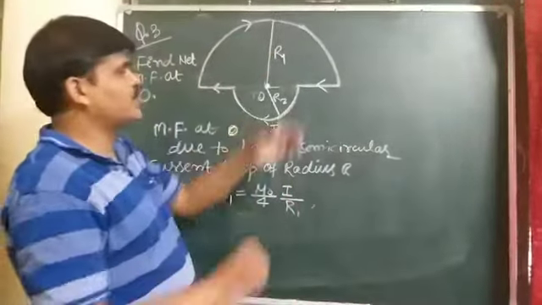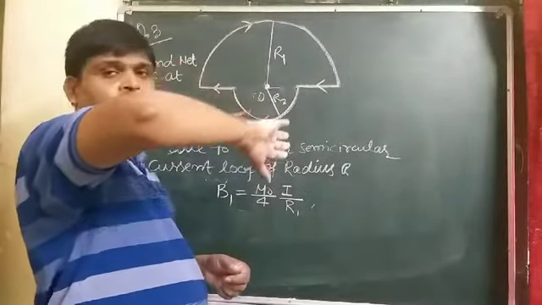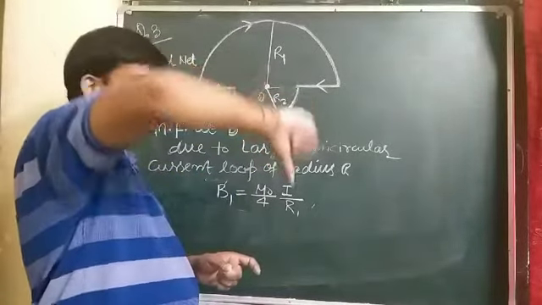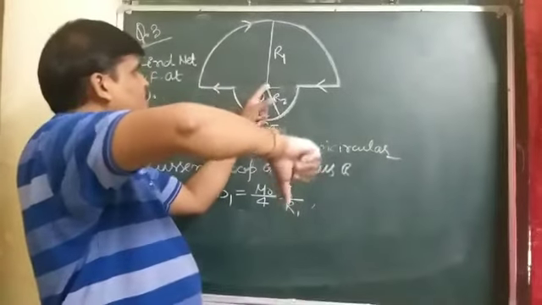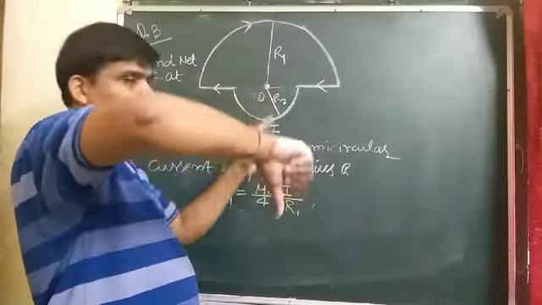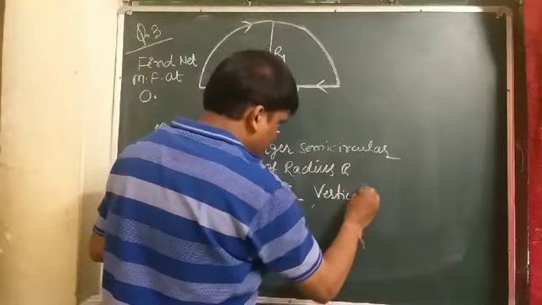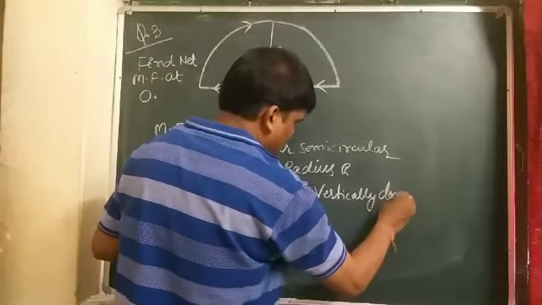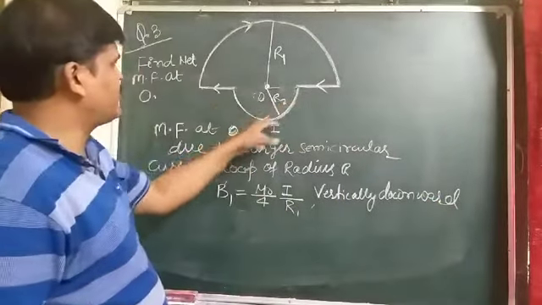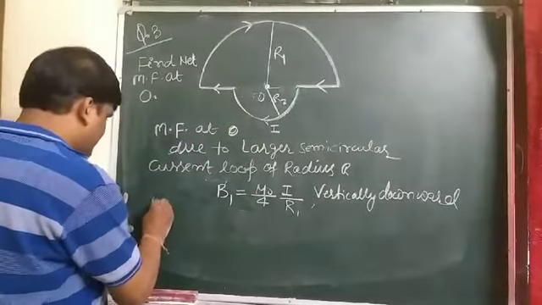Direction, student: the current is flowing in the clockwise direction. So for the magnetic field at the center, use the right hand thumb rule. The curling fingers show the direction of the current, and the thumb shows the direction of the magnetic field, which at the center of the semicircular loop is vertically downward.